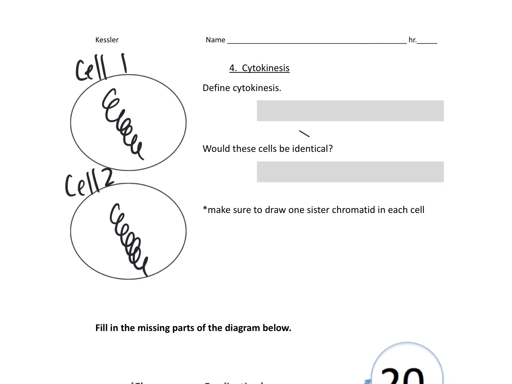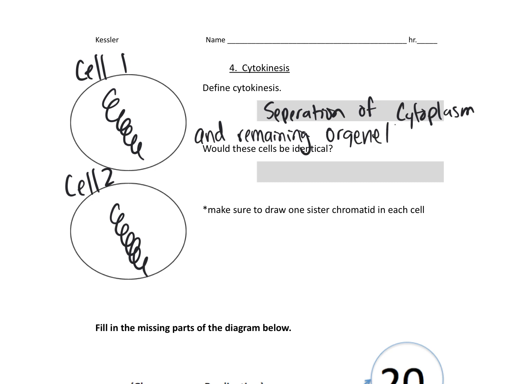Okay? So define cytokinesis. That is the separation of cytoplasm and remaining organelles. So after the important specific stuff has been duplicated already, the DNA and chromosomes, then we have the separation of cytoplasm and organelles that are just being pinched apart right before they come apart and become two separate cells.